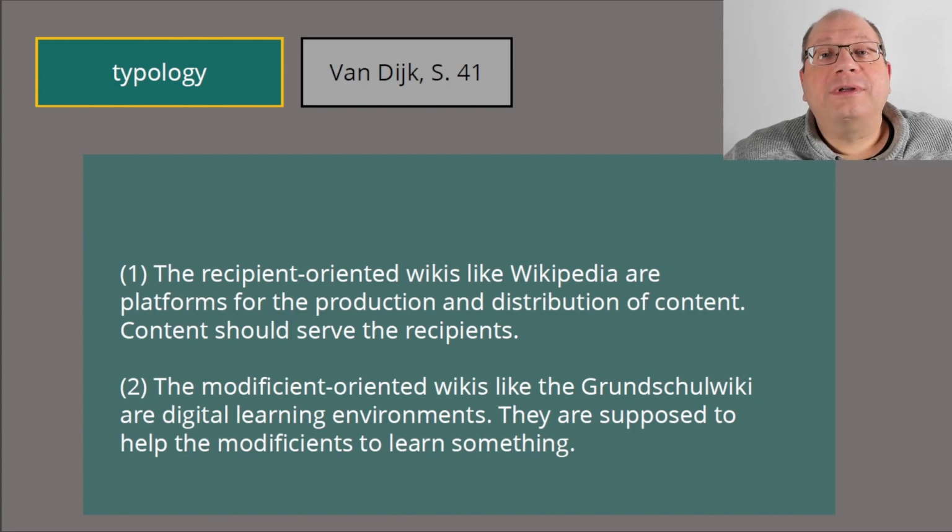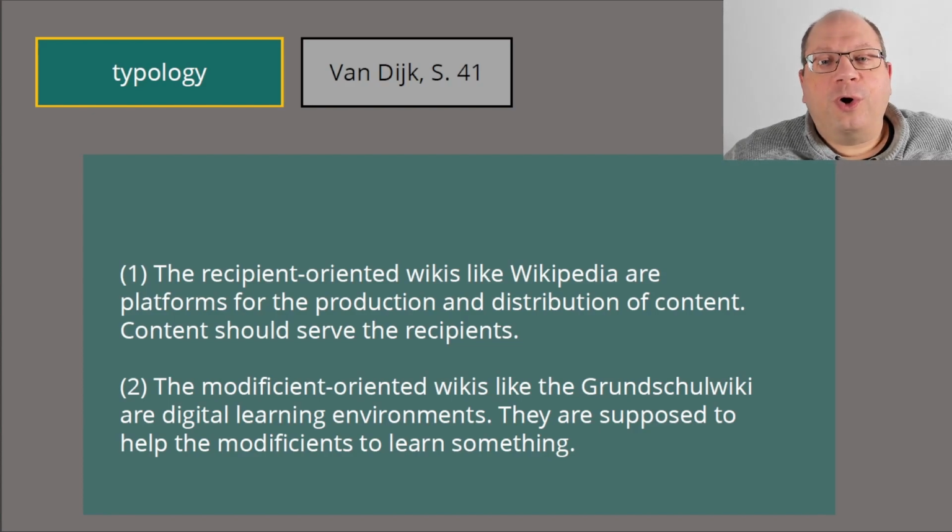Let's talk about types of wikis. I distinguish the following four types. First, the recipient-oriented wikis, like Wikipedia, are platforms for the production and distribution of content. Content should serve the recipients. After all, we say in Wikipedia, always think of the reader.